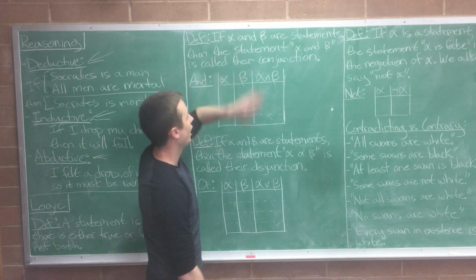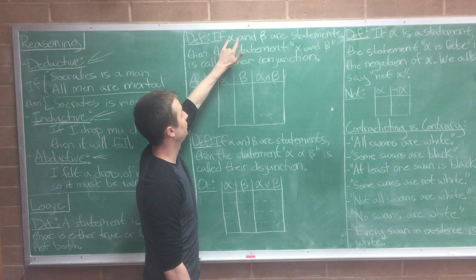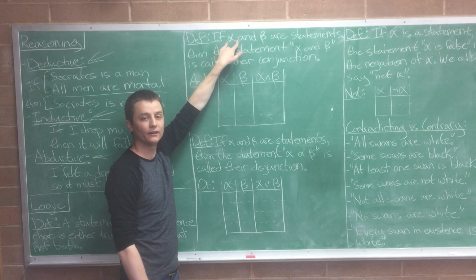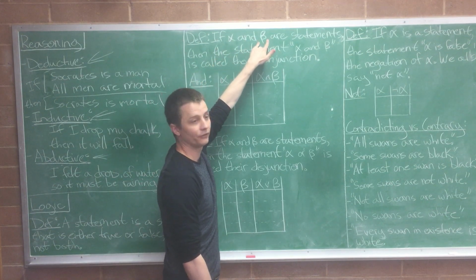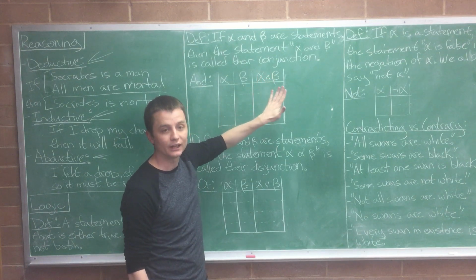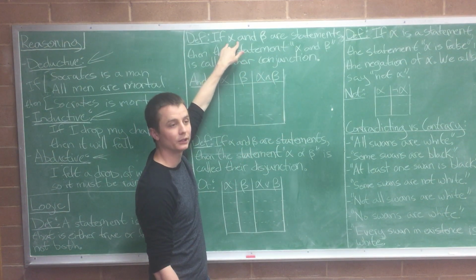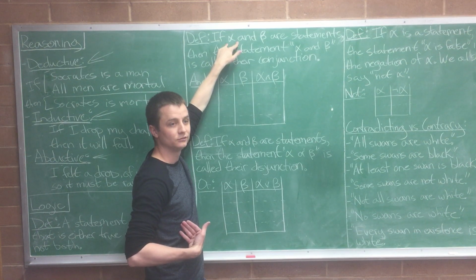So, definition. Greek letters, so maybe make some mention of this. That Greek letter right there is called alpha. That Greek letter right there is called beta. Anytime I use a Greek letter, it is representing a statement. So alpha could represent a statement like, Donnie's wearing a shirt.